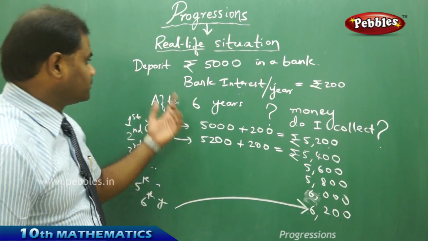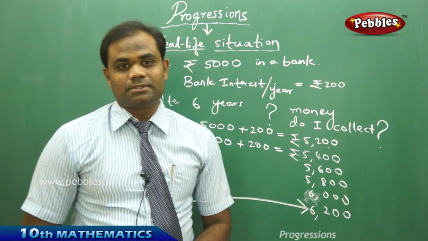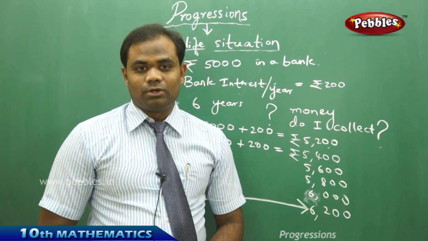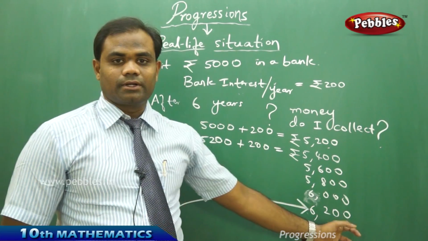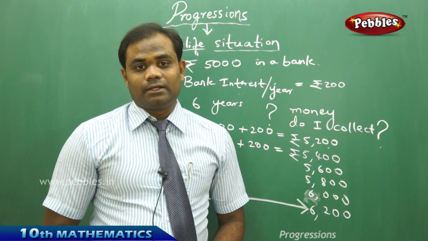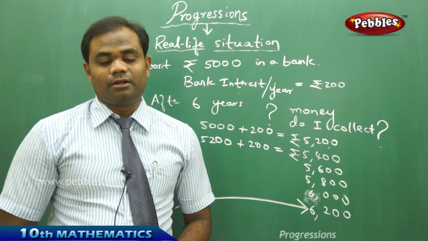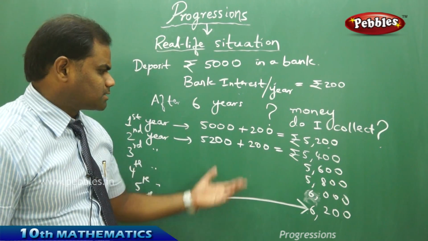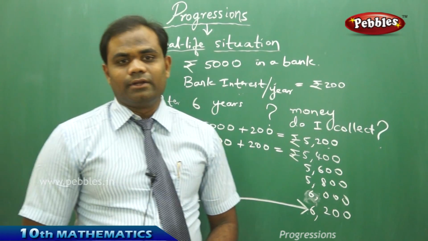The initial amount which I deposited is 5,000 rupees. That means I'm at a profit of 1,200 rupees because the difference is 1,200. I'm at a profit of 1,200 rupees when I deposit the amount in the bank and remove it after 6 years. So this is how we understand the patterns in real life.